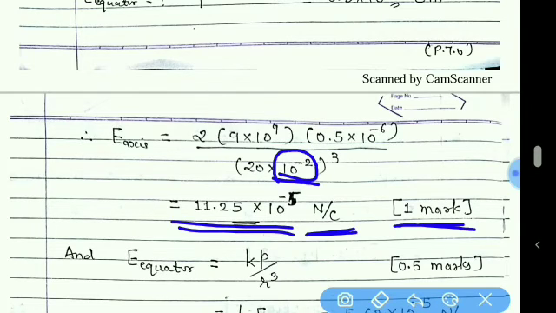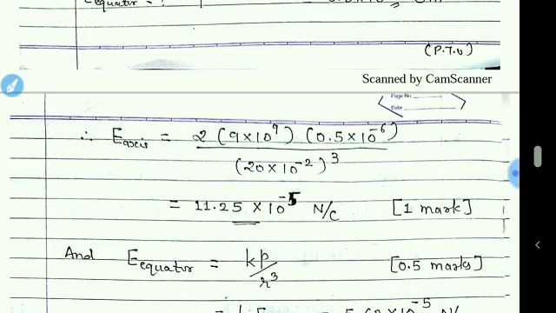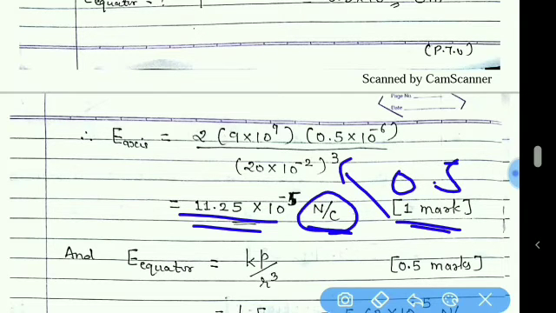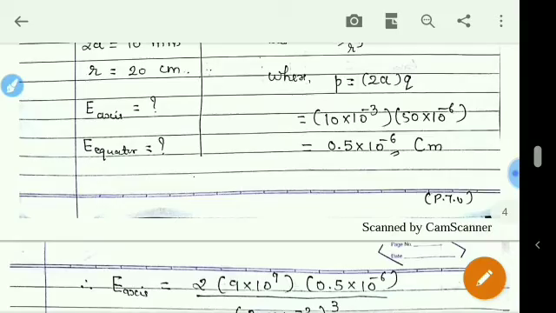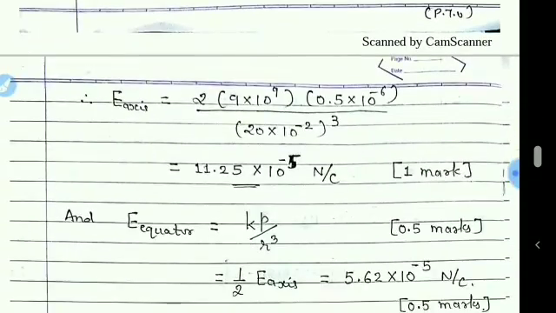But if the answer is wrong and if the unit is also wrong or not proper, then you cannot expect these marks. If the answer is correct, but if the unit is not written or wrongly written, then you can expect only 0.5 marks and not 1 complete mark for this calculation and answer. So this is the answer for electric field on the axis.